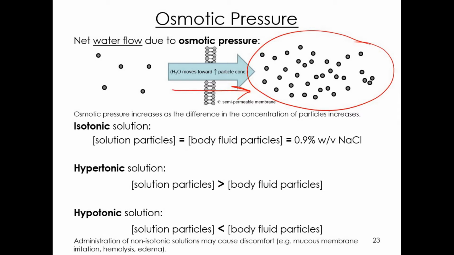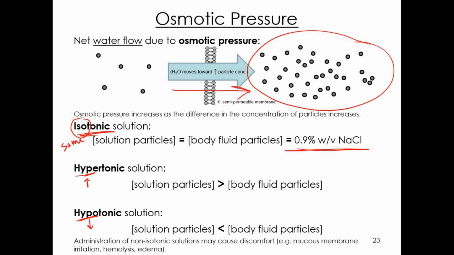The concentration of particles in many types of human fluid corresponds to a sodium chloride concentration of 0.9% weight per volume. This is called an isotonic concentration, where iso means the same, and tonic refers to the osmotic pressure. If the concentration of particles in a solution is greater than the number found in body fluids, the solution is called hypertonic, and if it's lower, it's called hypotonic.